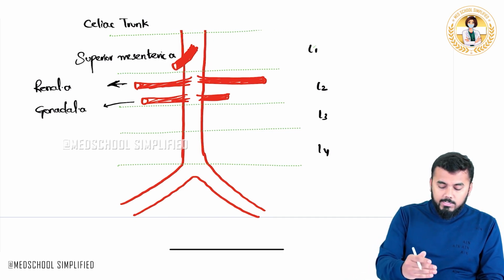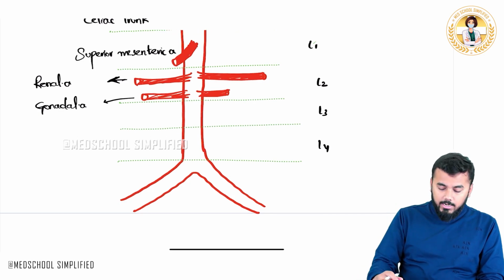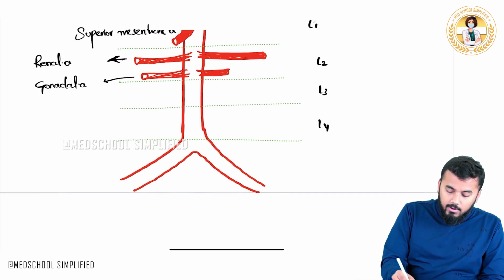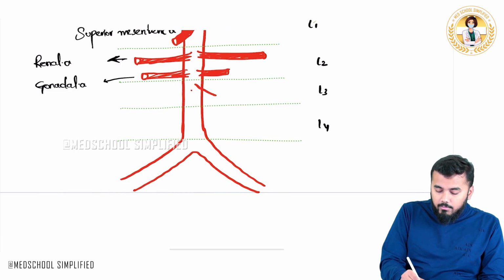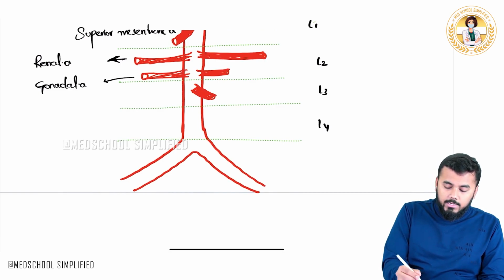Now after the superior mesenteric artery we have the inferior mesenteric artery. Exactly at the level of L3 we have this branch, and this is called the inferior mesenteric artery.